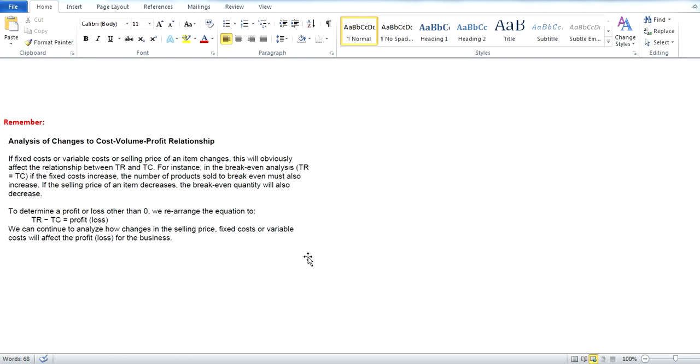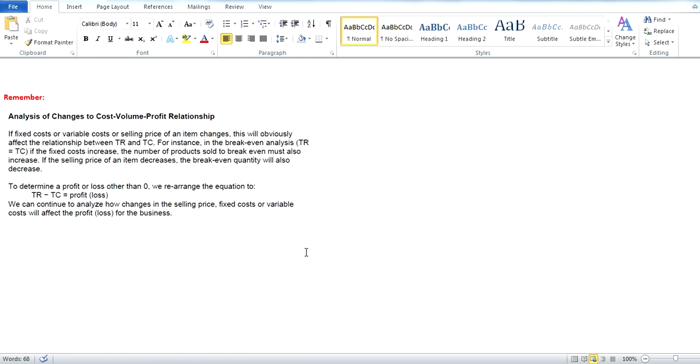I put in this little note that I wanted to make. Hopefully you did the readings, extra readings if you found them, great. We have to remember something about fixed costs and variable costs. Remember that fixed costs do not change. Variable costs, they will change with quantity levels, okay? If fixed costs or variable costs or the selling price of an item changes, this will obviously affect the relationship between total revenue and total cost.